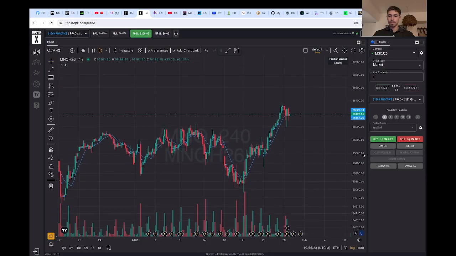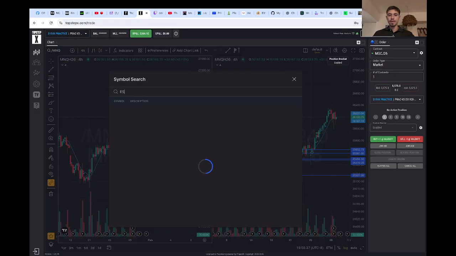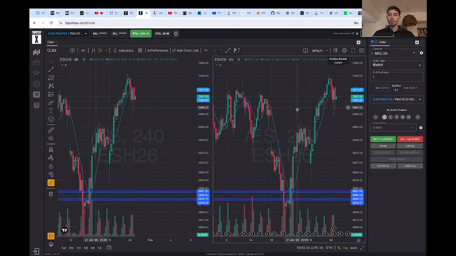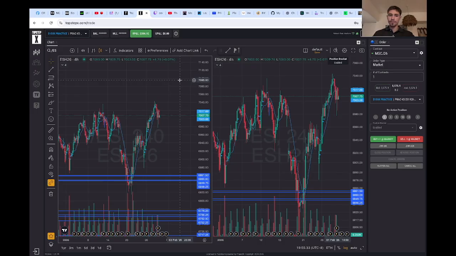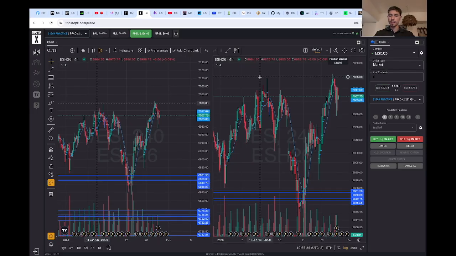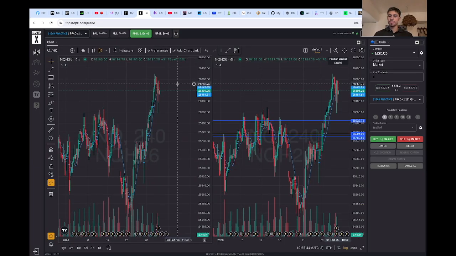Now, check this out. If I want to have a split screen, let's say I want to have ES on this left side and I want to have NQ on the right side. Do you see how they both just changed to the same thing? Now I have ES here, NQ, and ES here as well, ES. What if I want NQ on my right side? Look what happens. If I type in NQ, it'll just change it back to the left side.